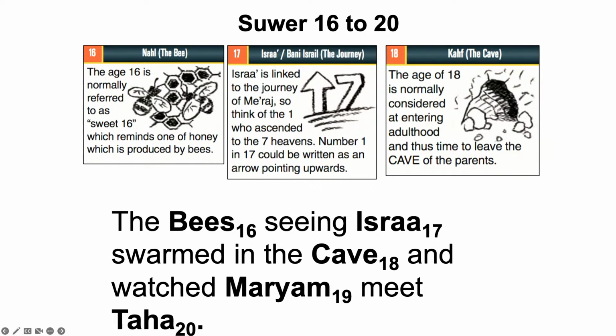Isra wal Mi'raj. And then 18, here in this country, 18, you become an adult. So you got to come out of your parents' house and make your own cave. You good? They don't go, even when they're 38. Okay. So you have 16, 17, and 18. So now you say the bees, when they saw Isra, they swarmed into the cave, and when they peeped out, and they looked up, because the Prophet was in Mi'raj, they saw Maryam meeting Taha.